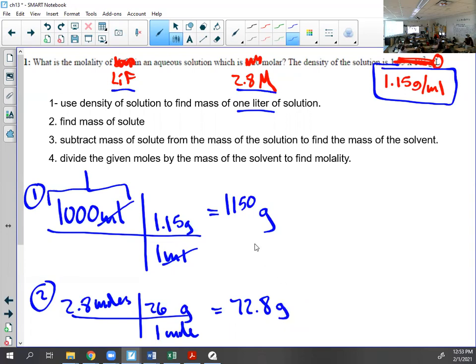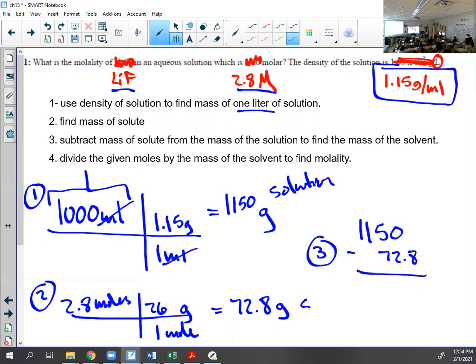All right. So step number 3, I take my 1150 and I subtract my 72.8, because remember, this is solution. This is solute. This answer will give me solvent. Now that's grams, so I move the decimal over 3 places. I have 1.0772 kilograms.